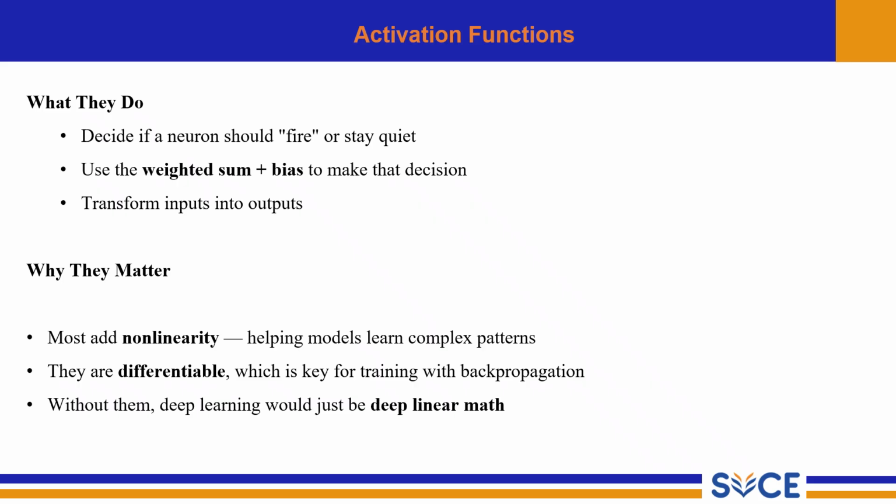So the next one is the activation function. It is the most important component in a neural network. The activation function decides whether a neuron should fire or stay quiet. They take the weighted sum of inputs, add a bias and use them to make a decision. In doing so, they transform inputs into outputs, passing meaningful signals forward through the network.